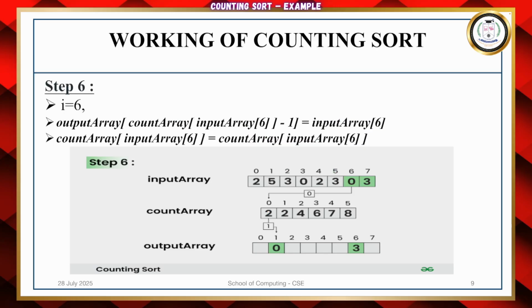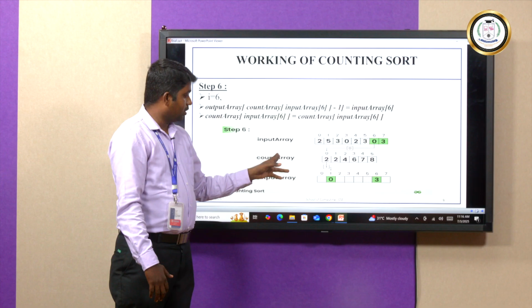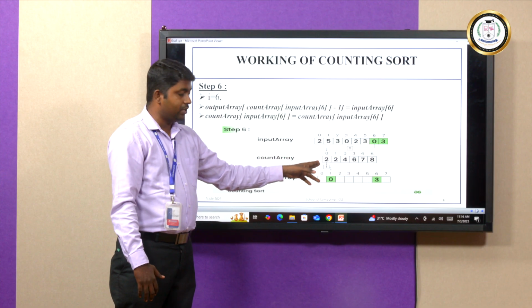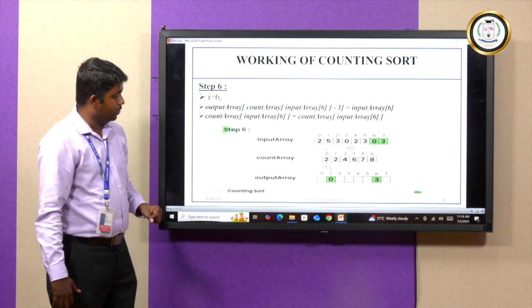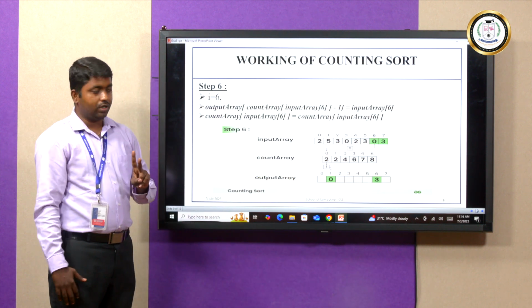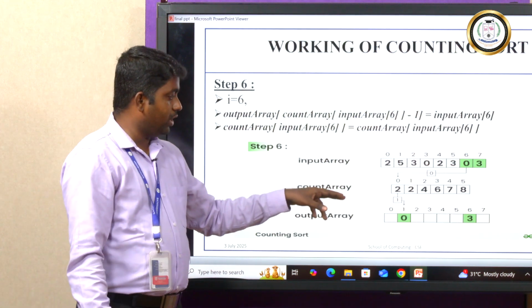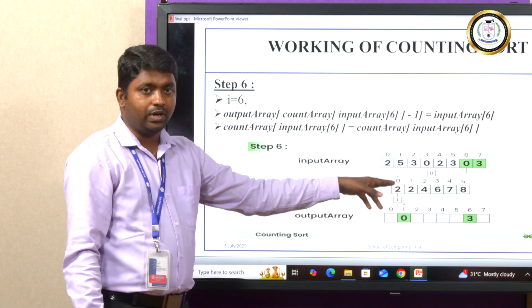Next, we take I equal to 6. We have the input array, count array and output array. In the input array, the element at the sixth position is 0. In the count array, the 0th position has 2, and 2 minus 1 is 1. So in the first position we place the 0. So 2 elements are sorted as of now. If you note the counting array, this 2 will be changed to 1 in the next step.